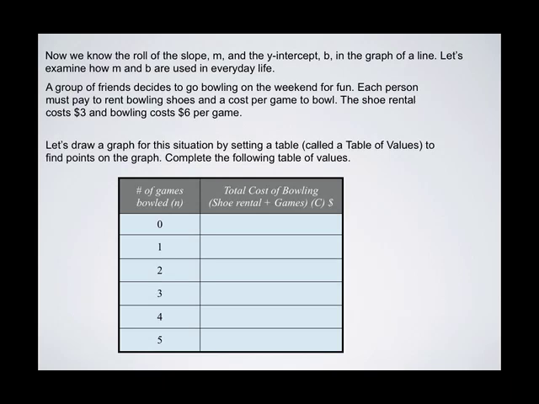We have in our independent column the number of games bowled, and in our dependent column the total cost of bowling. For 0 games bowled, the cost is $3. For 1 game, the cost is $9. For 2 games, the cost is $15. For 3 games, the cost is $21. For 4 games, the cost is $27. And for 5 games, the cost is $33.